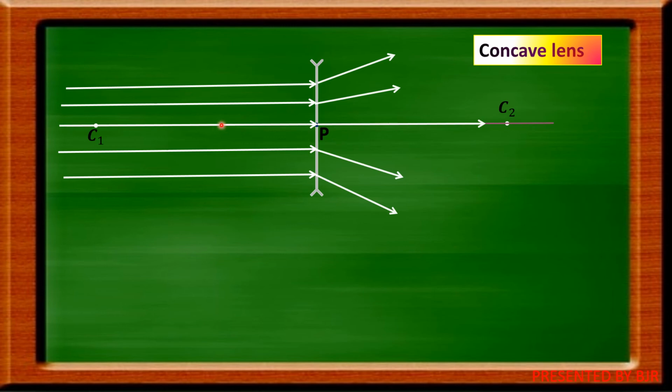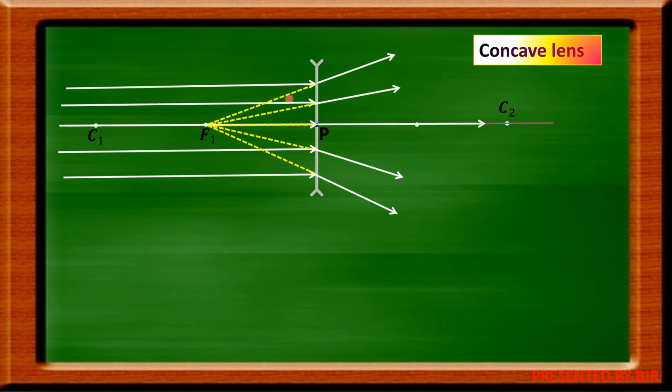So what we have to do? We have to extend them backwards, and these extensions meet here. So this is called the focus or focal point in case of concave lens. You should remember F should lie exactly in between P and C, either this side or this side. In both sides it should be exactly in between P and C.